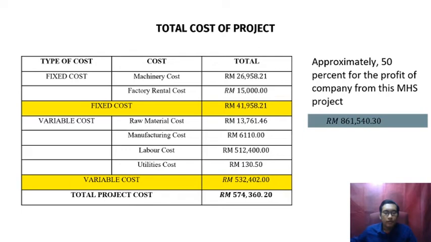Total project cost is RM 574,360 ringgit 20 cent, with approximately 50% for the profit of the company for the material handling system. So the total price to sell to the client is RM 861,540 ringgit and 30 cents.